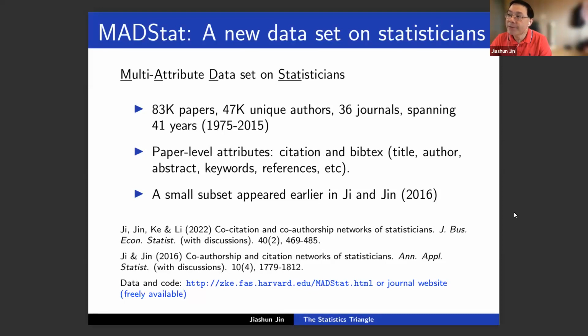Recently our group has collected a large-scale data set on the publications of statisticians. We call this data set the Multi-Attribute Data Set on Statisticians, or the MADStat. Basically, in this data set we have collected two parts of information. The first part is so-called bib text information for 83,000 papers in 36 journals spanning 41 years from 1975 to 2015.